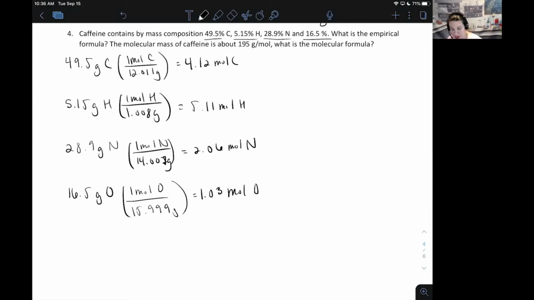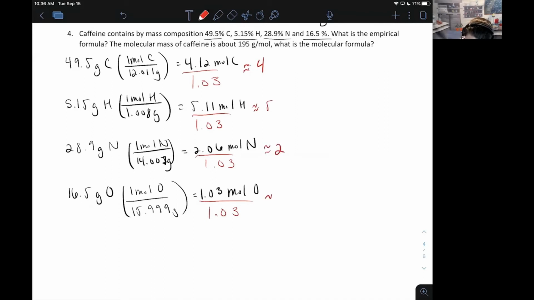Now I've got my moles. My oxygen is my lowest, so we're going to divide by 1.03. And I get approximately 4, approximately 5, approximately 2, and 1. So my empirical formula is C4H5N2O. Let's figure out what the molar mass of that is.